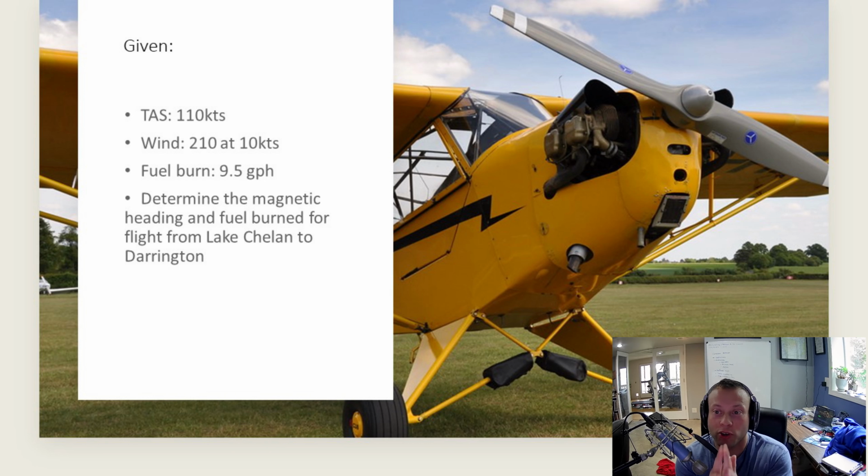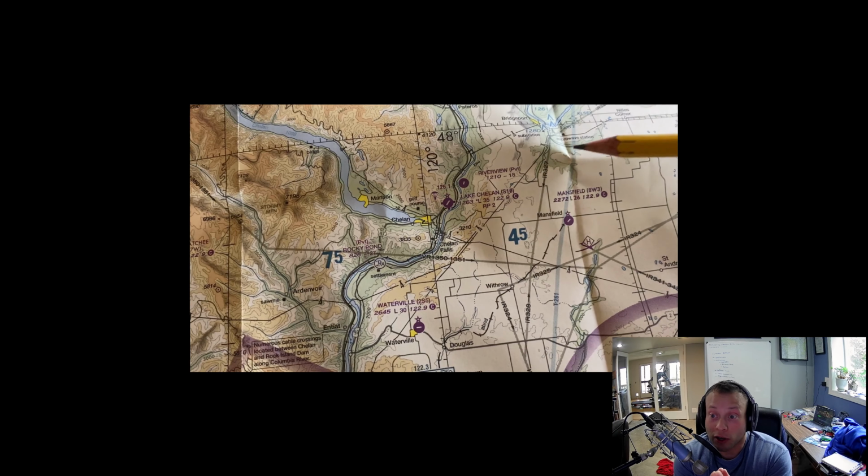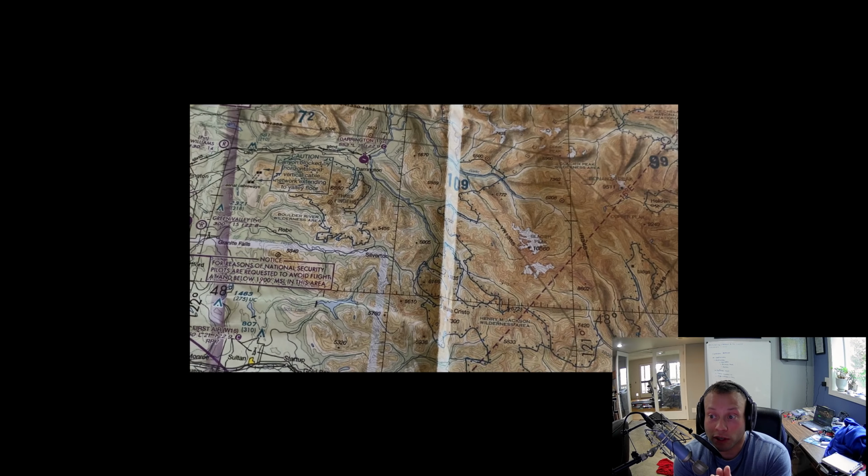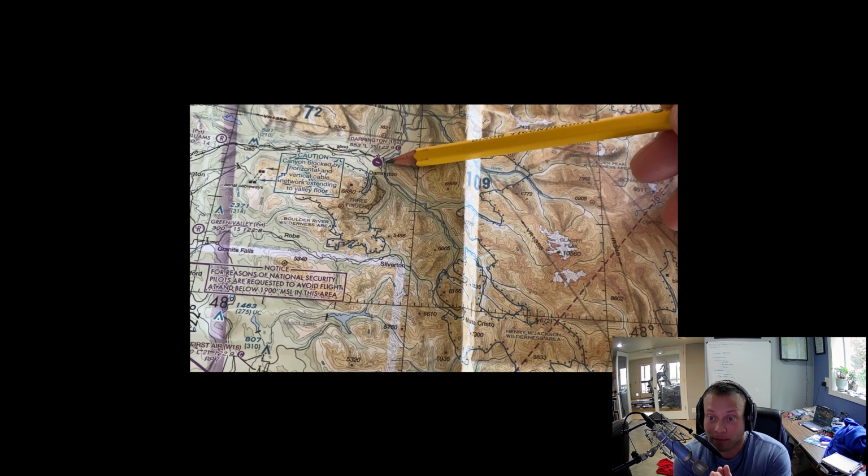Today we're reviewing a question that integrates a few of our ground skills. Given a true airspeed of 110 knots, wind 210 at 10, and a fuel burn of 9.5 gallons per hour, determine the magnetic heading and the fuel that we can expect to burn on a flight from Lake Chelan to Darlington. For the sake of this exercise, we assume we are already at altitude and don't plan on climbing or descending. First, we're going to take a look at our chart, identify our 2 points of interest, and draw a nice bold line connecting them.